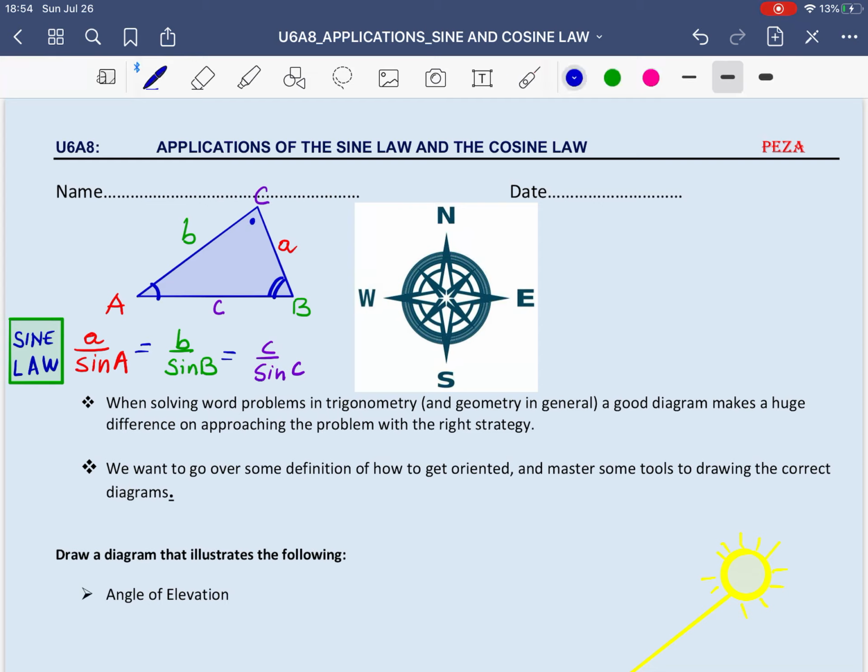The cosine law can help us find the side lengths and the angles, but we use two separate formulas for each. So for the side lengths, we write c squared equals a squared plus b squared. So far it looks like the Pythagorean theorem, but it's not, because we have to subtract twice the product of a and b and cosine of angle c.